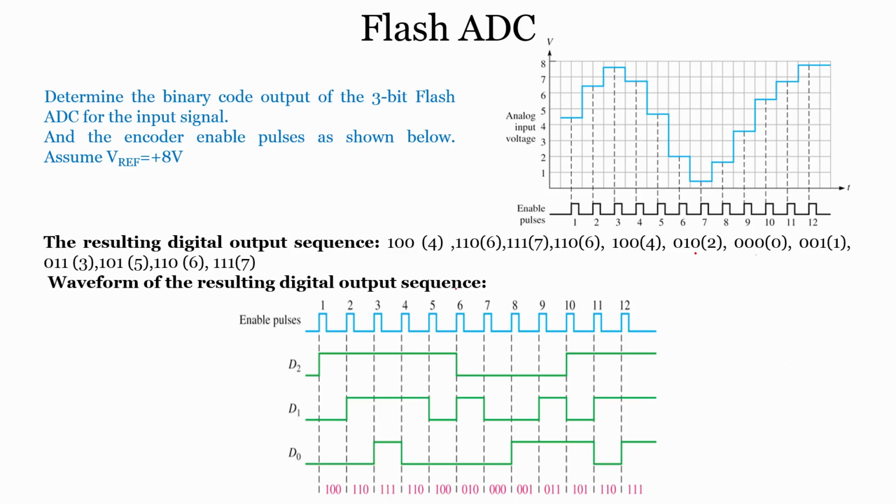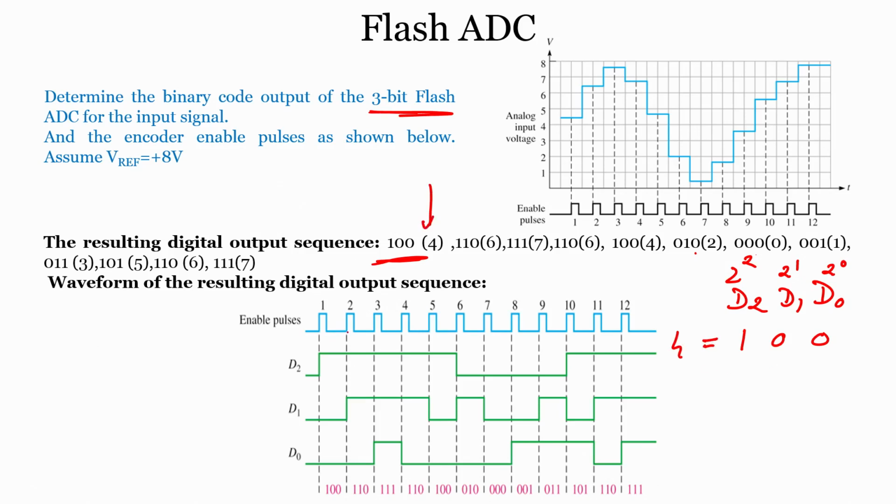So, it is very easy. If you really see, you have to draw pulses, and for each pulse you have to show a particular signal. For the first pulse, what is it? 100. So, if you have here a 3 bit flash, you have D2, D1, D0. So, 100 is given by D2, D1 and D0. So, 100, 2 raised to 0, 2 raised to 1, 2 raised to 2. So, 100 will give us 4, that is here.